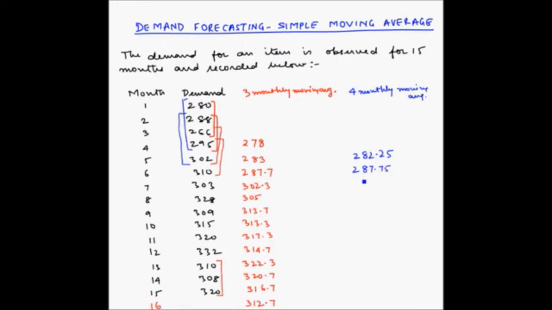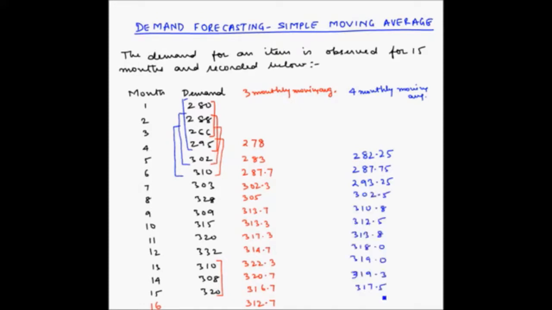Similarly, we can find out the forecast for the next month. We'll have to take the average of these 4 months. So the forecast turns out to be 293.25.